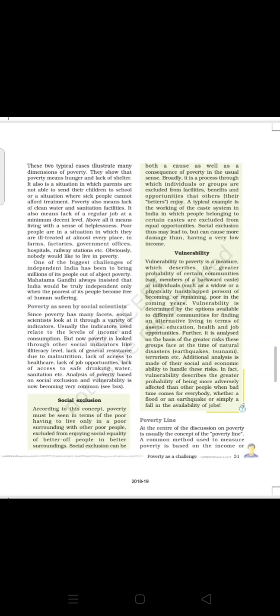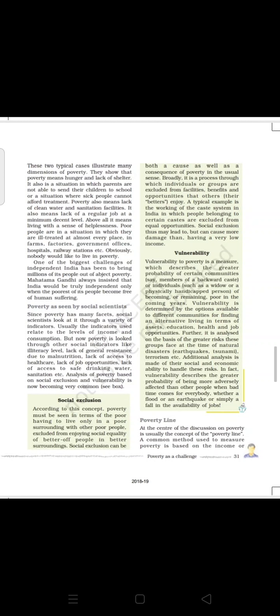Since poverty has many facets, social scientists look at it through a variety of indicators. Usually, the indicators used relate to the levels of income and consumption. But now, poverty is looked at through other social indicators like illiteracy level, lack of general resistance due to malnutrition, lack of access to healthcare, lack of job opportunities, lack of access to safe drinking water, sanitation, etc. Analysis of poverty based on social exclusion and vulnerability is now becoming very common.